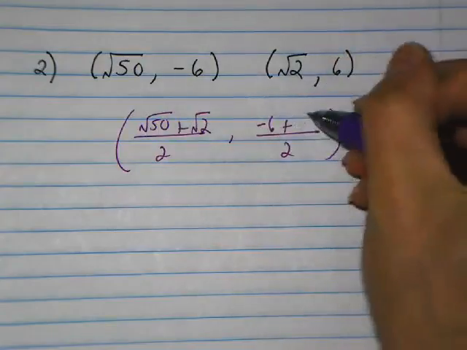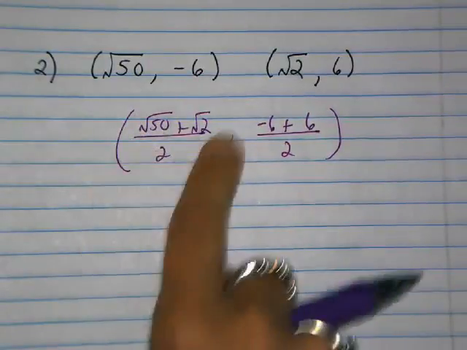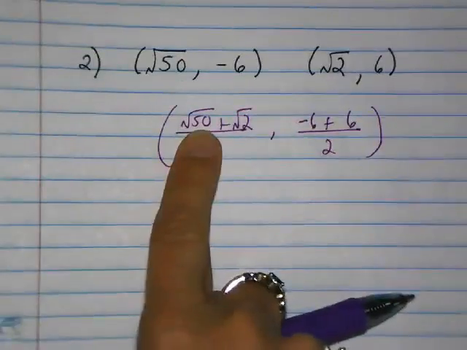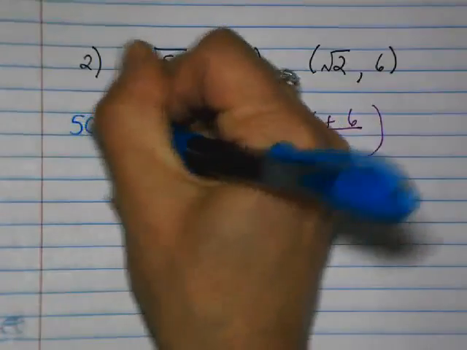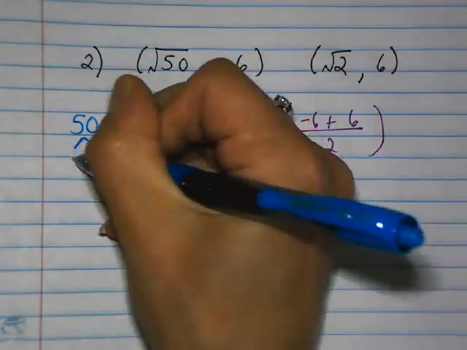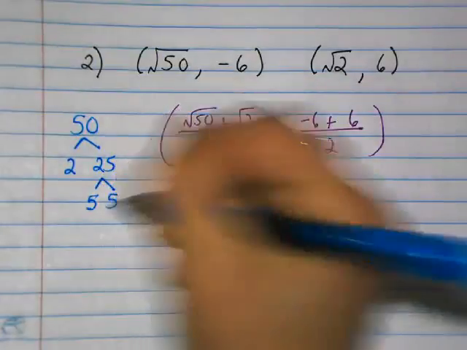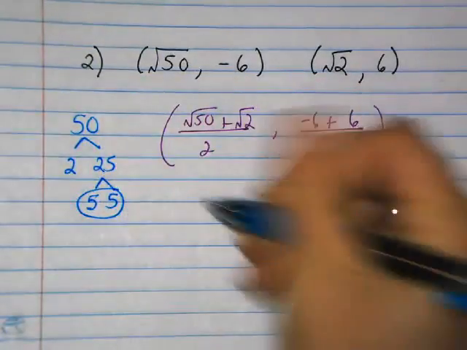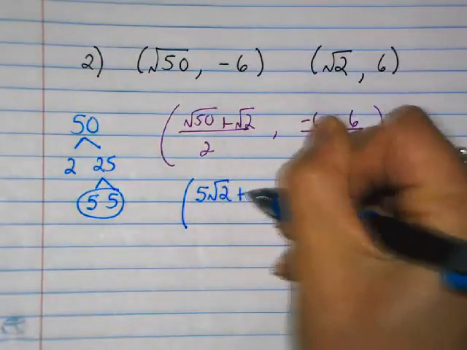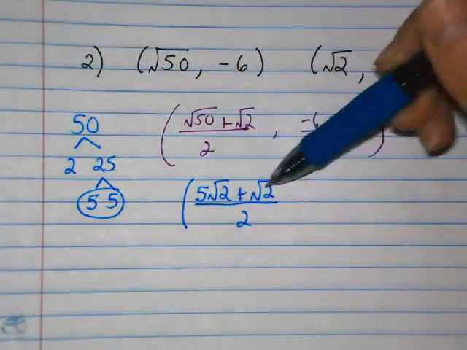Now at first glance, it looks like you can't do anything because these are not the same radical. But maybe we can make him turn into something. So let's come over here to the side and see what the prime factorization of 50 is. So let's see, 50 I can divide into 2 and 25, and 25 is 5 and 5. So do you see I have a pair of 5? So really I have 5 square roots of 2 plus a square root of 2 over 2. Now these do have that common radical, so I can go ahead and add them.